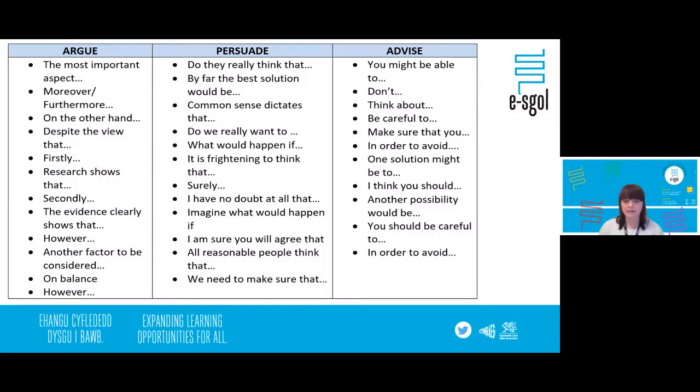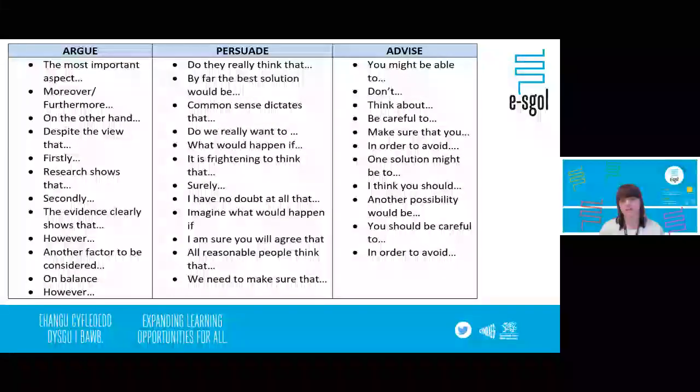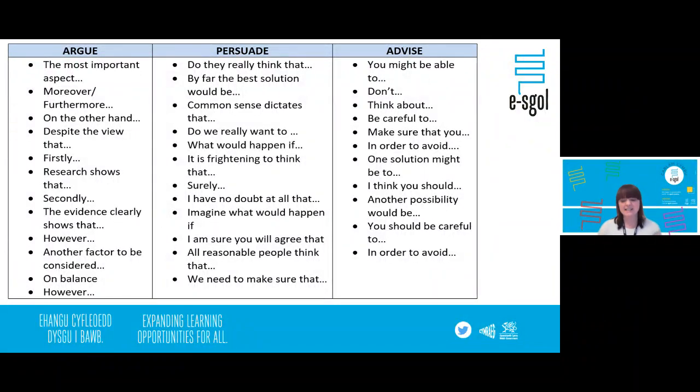With regards to persuade, then, if you look at the first bullet point, for example, do they really think that? So posing questions, putting in those rhetorical questions, okay, really trying to engage with your intended audience. And then you've got things like you could make statements. And then with the advise part, you've got solutions, or you've got potential suggestions that you could possibly make. And sometimes it's bits like this, as in how to start the sentences, that the students struggle with.